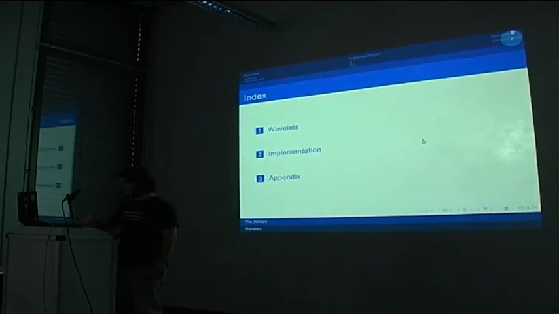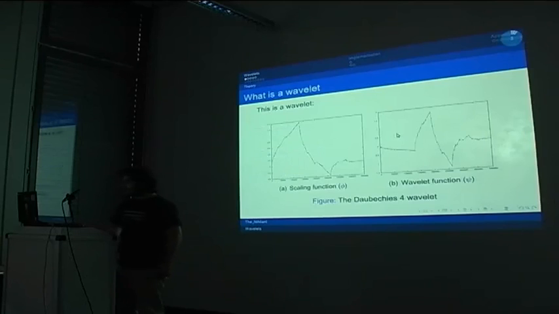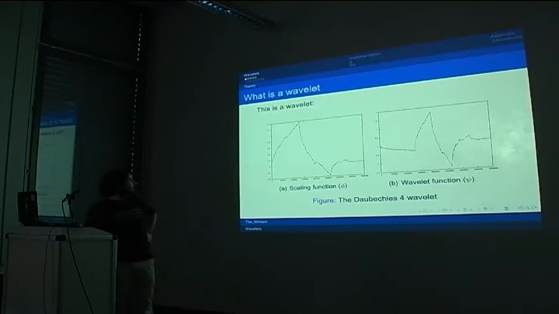This is a very quick overview. Basically, what the hell are wavelets, how they are implemented, and this is just some pictures, so nothing really important. So what is a wavelet? That is a wavelet. It's the Daubechies wavelet. Actually, it's two functions, the scaling function and the actual wavelet function. Yeah, they look strange.